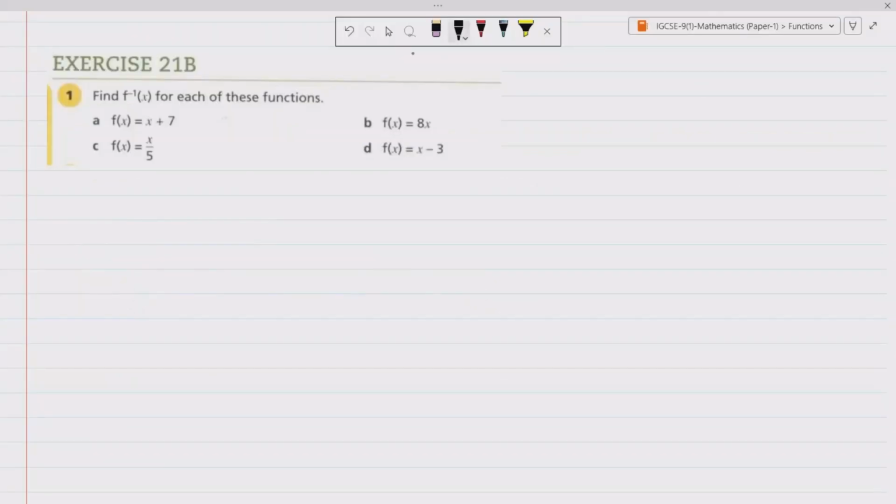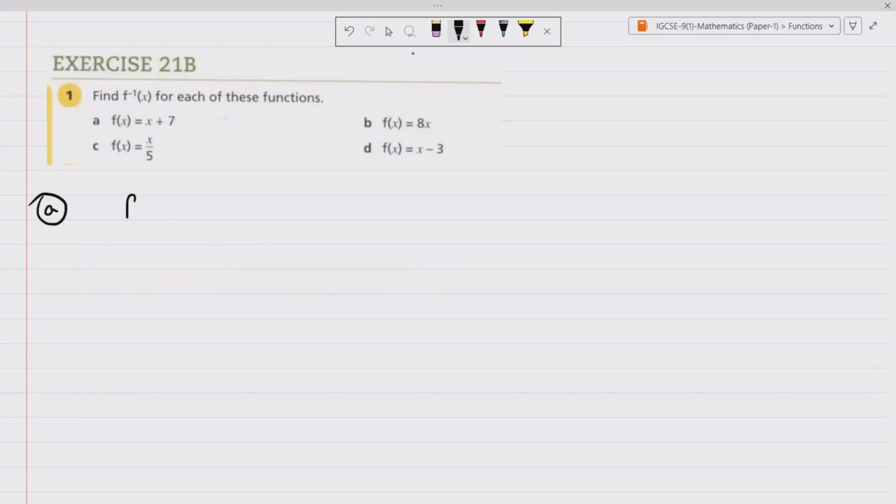Let's start exercise 21B, question 1. In question 1, we have to find f inverse of x for each of these functions. So we are given these four functions and we have to find the inverse of these functions. So let's do part A.